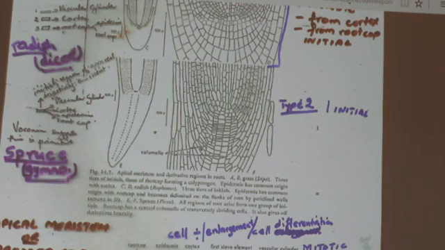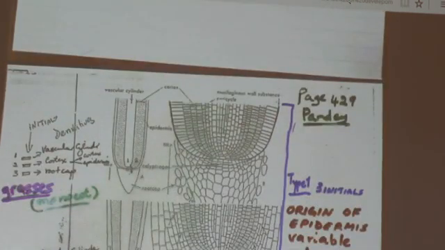Now, what is the second observation? The second observation says there are three initials here. In this area here, we are going to observe three initials. One initial here that will give rise to that, another initial that will give rise to this, and another initial that will give rise to the root cap.